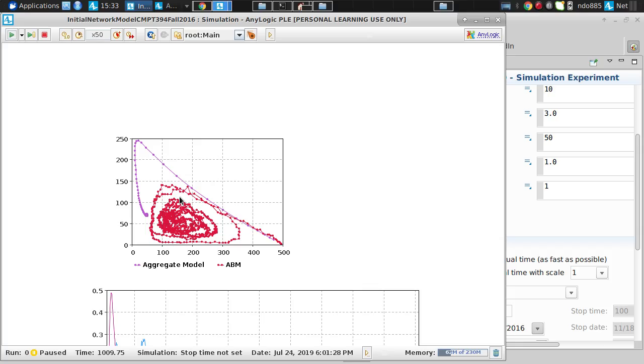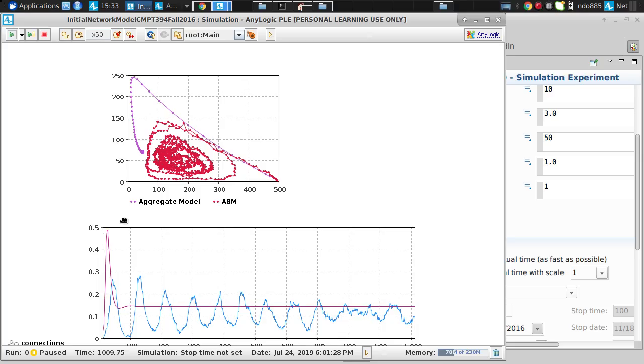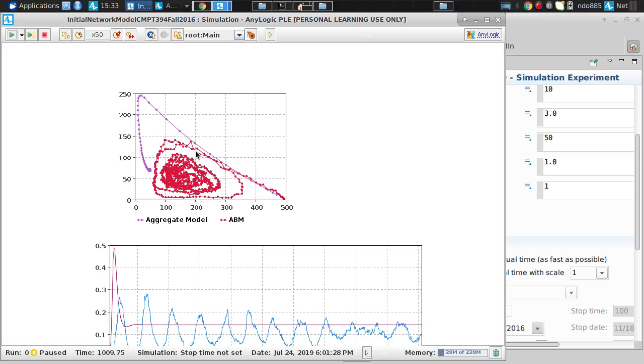Other similarities? Well, they both go towards and kind of loop around to equilibrium. Now, the aggregate model kind of goes up and reaches equilibrium here pretty quickly. It loops and settles in there. This one here sort of goes around, but ultimately it's going around an equilibrium that's not so far off from this. It's not immediately next to it, but it's not immediately far off.